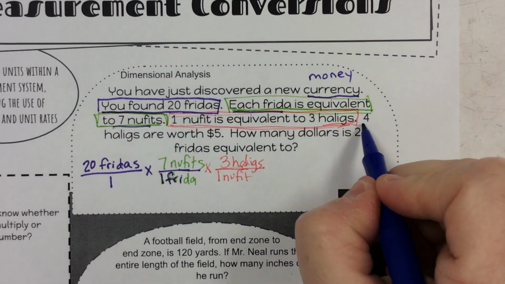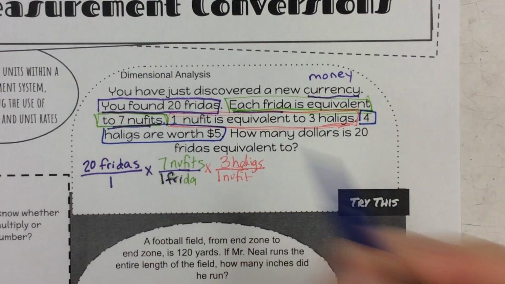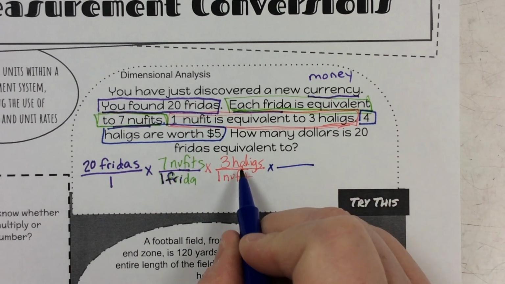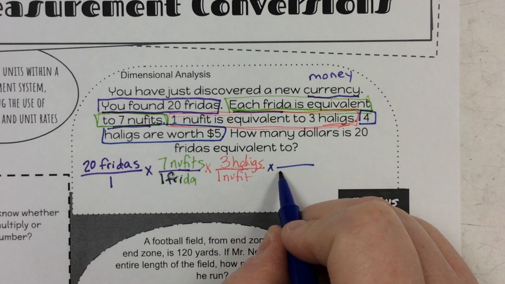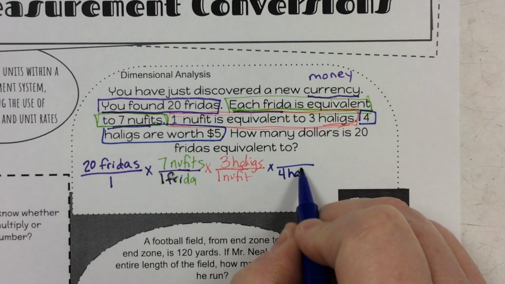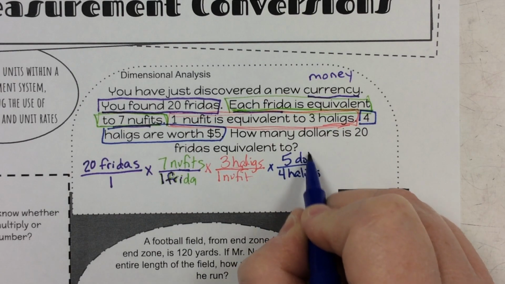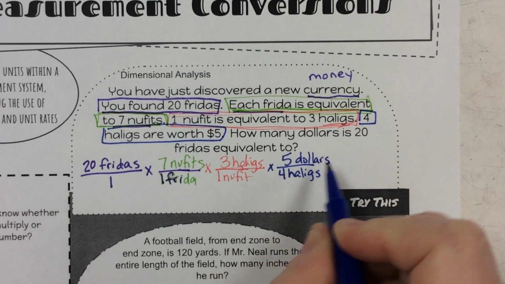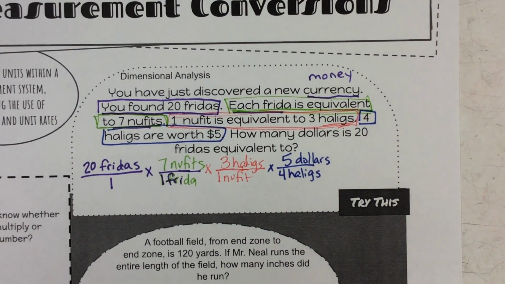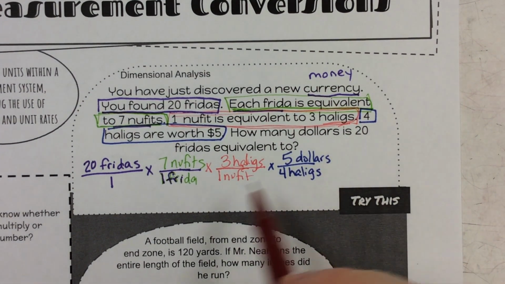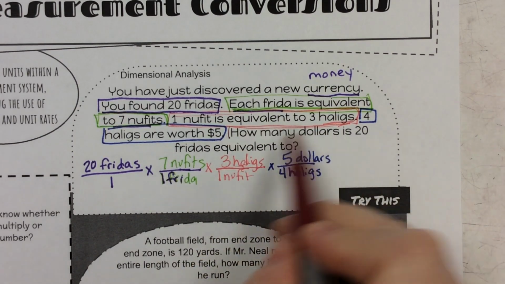Okay, this one says 4 Halligs are worth $5. So now when I write it, my 4 Halligs goes on bottom because I have to have one on top and one on bottom, okay? 4 Halligs is worth $5. All right, and my question is asking me how many dollars are these 20 Fridas worth? So this is my question. This is the big deal, okay?